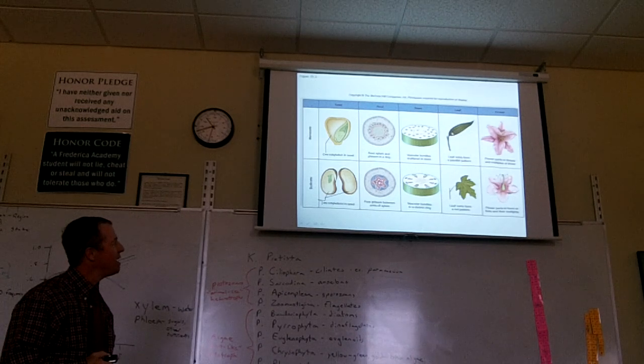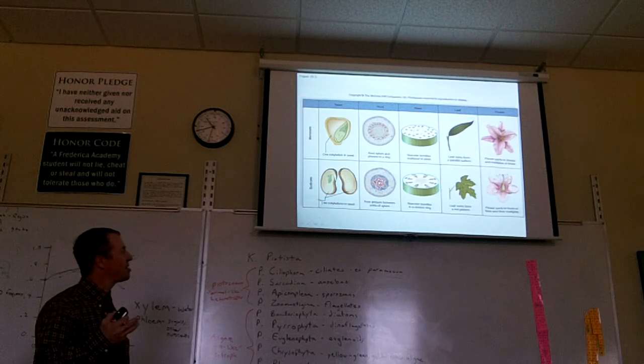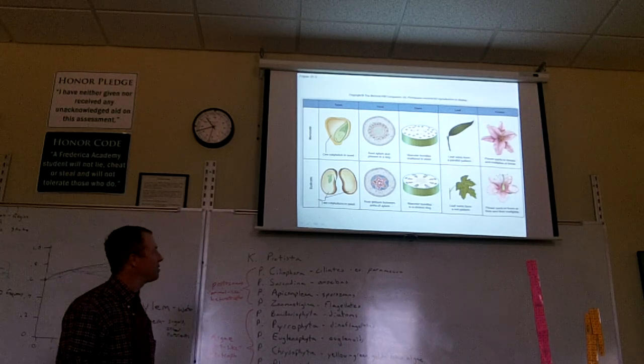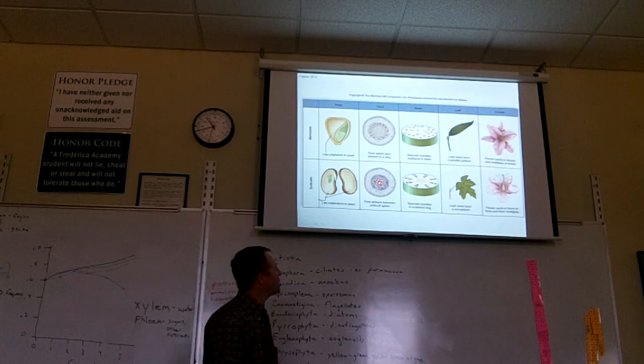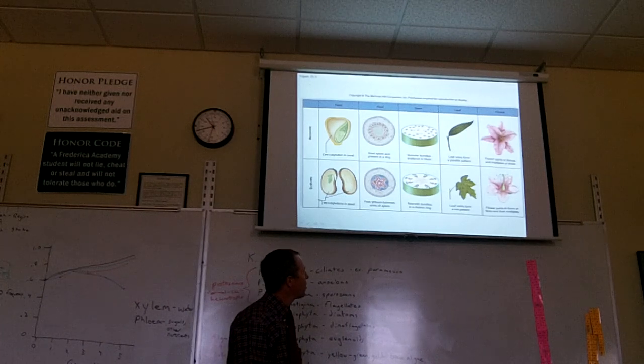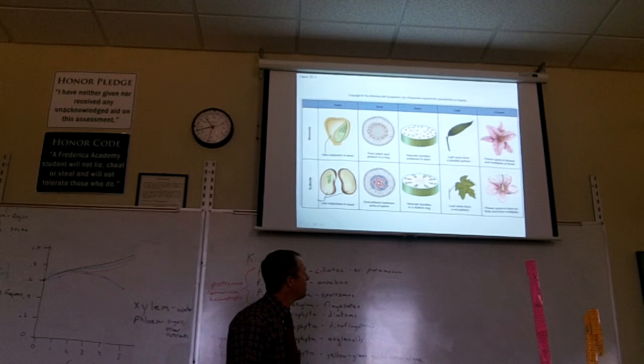Parallel leaf veins are in monocots, and netted leaf veins are in dicots. So they're different types of plants. I want you to notice these right here. The red toward the inside is where the xylem is, and toward the outside, the blue, that's where the phloem is. Xylem always tends to be more toward the middle, and phloem tends to be more toward the outside.